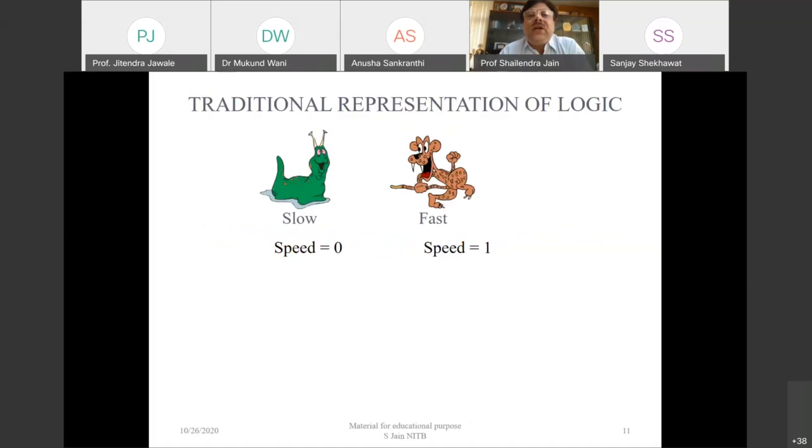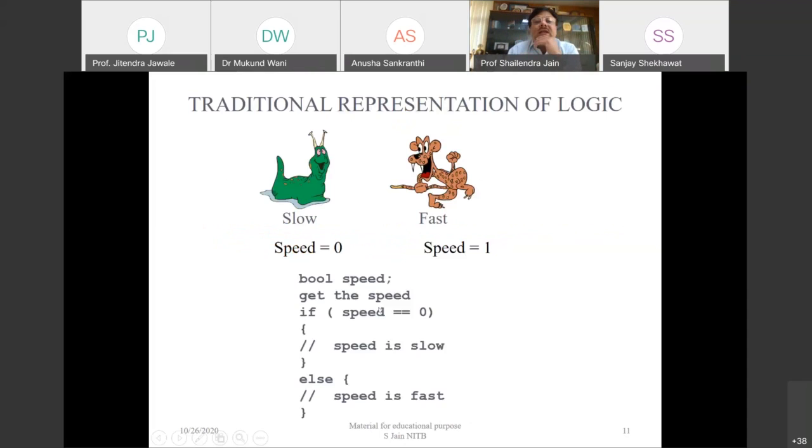Now, if we simply talk about the traditional representation of these logics, let's see these two species. We can very well say this is slow, this is fast. So if you need to digitize it, the speed is 0, the speed is 1. So 0 means slow, 1 means fast. Okay, so you can write a logic: if speed is 0, speed is low, else speed is fast.